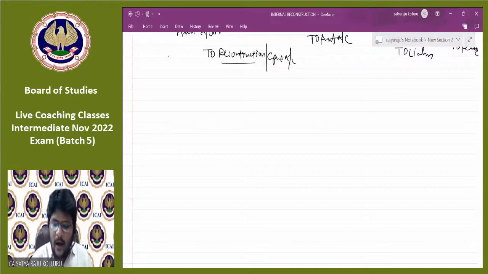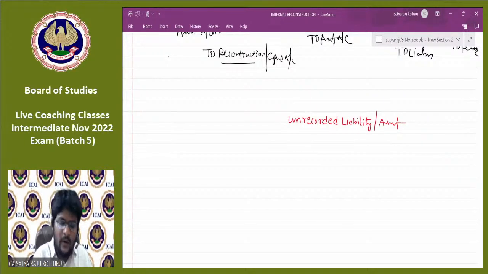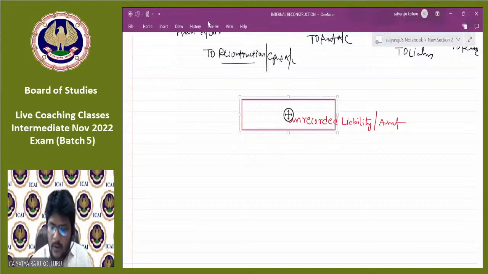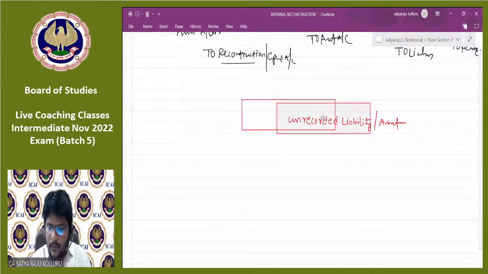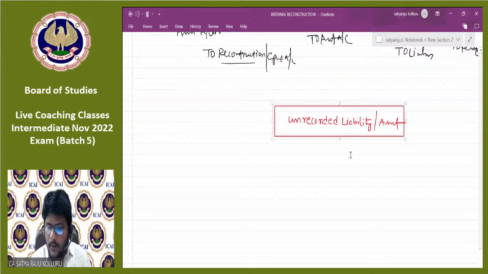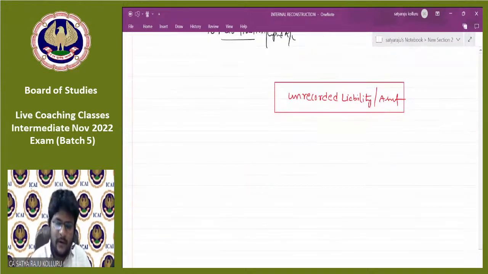What is that? Unrecorded liability concept. Either unrecorded liability or asset, whatever the case may be. This is also important. This type of adjustment is regularly tested in problems. So what is this unrecorded liability or asset concept all about? Concentrate.